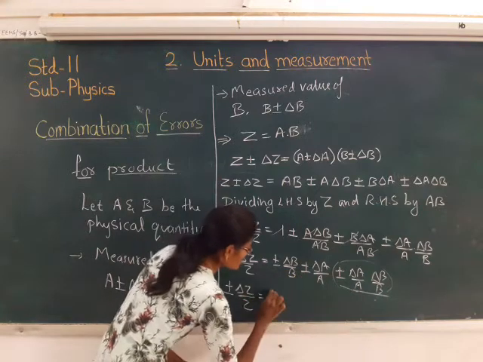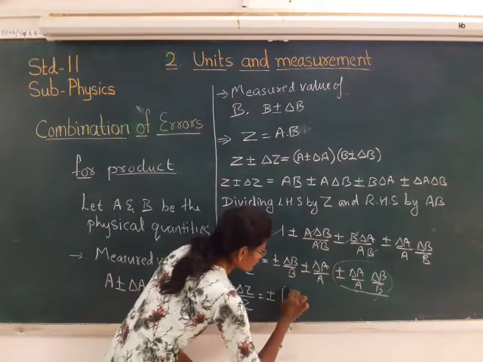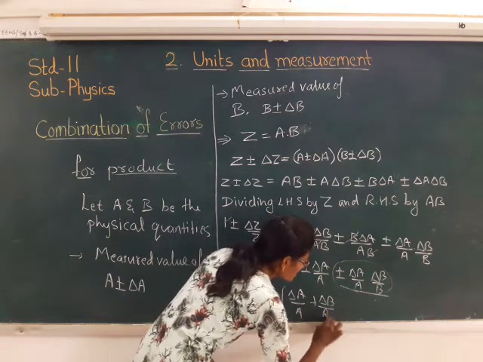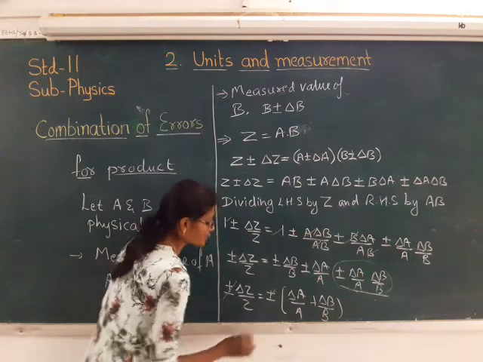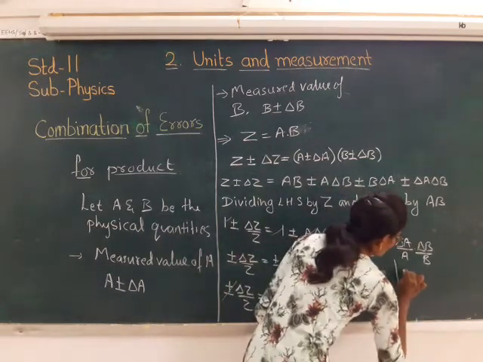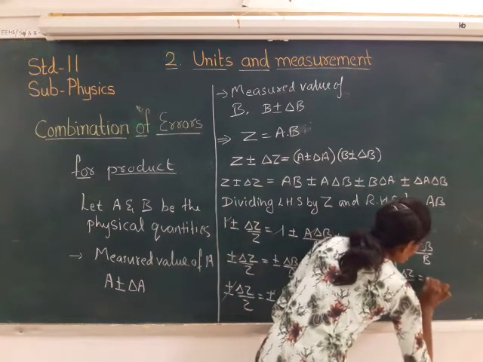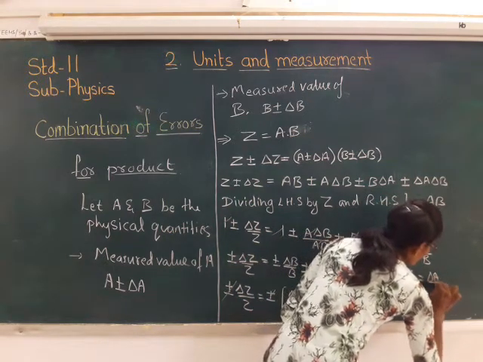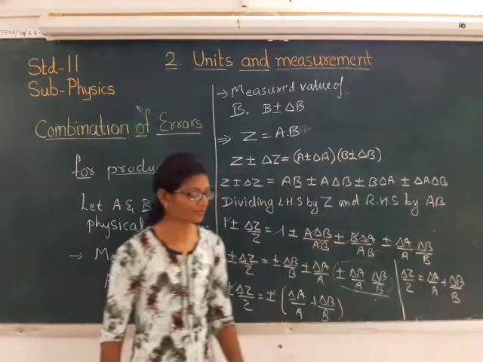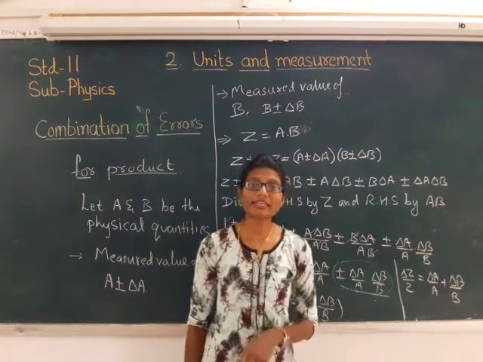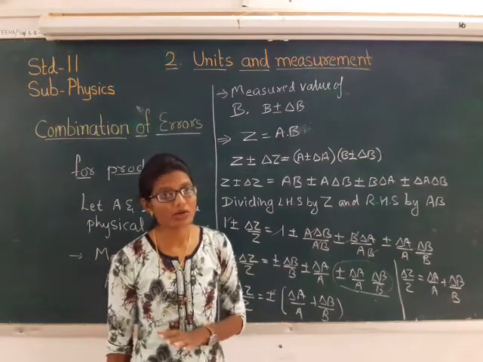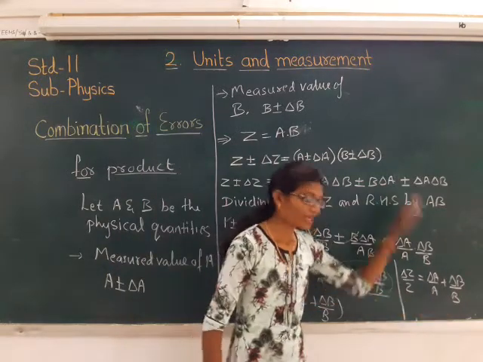So taking plus minus common, what I have is delta E by A plus delta D by B. This gets cancelled. So what we have is delta Z by Z equals delta A by A plus delta D by B. So when you are taking the product of two physical quantities, what error will be counted in the result? So we have derived this equation.